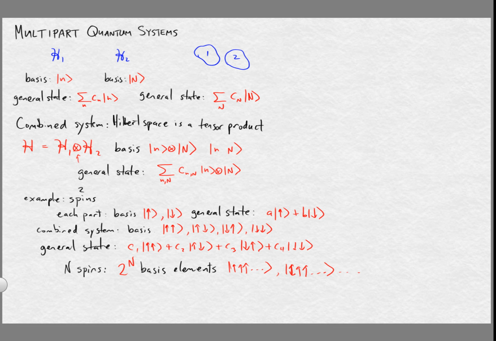And so one of the things we realize is that when we want to describe the general state of a system with n spins, we're going to need 2 to the n coefficients, and those are complex numbers. And so the amount of information needed to describe a quantum state of n spins actually grows exponentially in n.